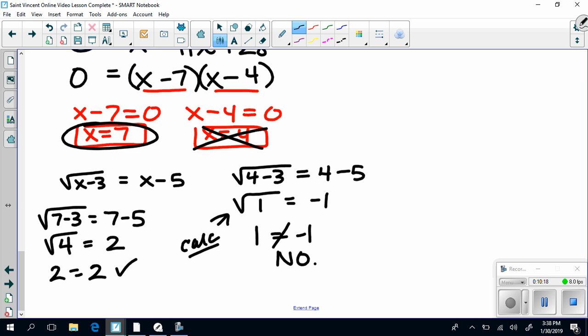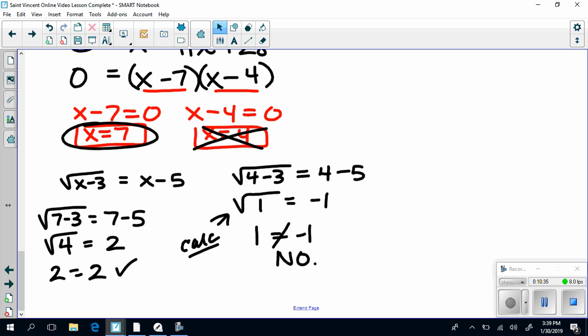As a matter of fact, you will never get anything negative over here. When you do a square root on the calculator, it will never produce a negative number. So that is actually not a solution. The only solution that you do have there is x equals 7.